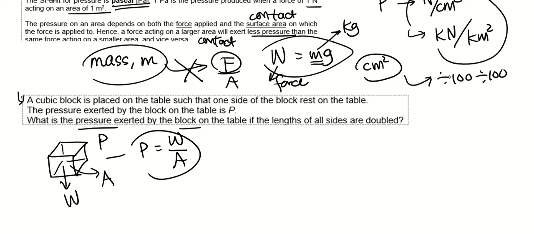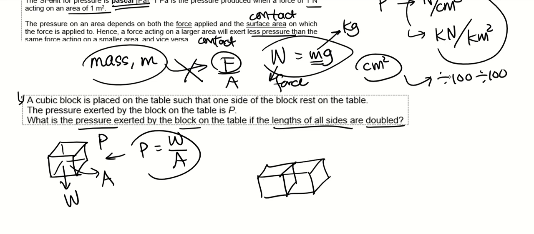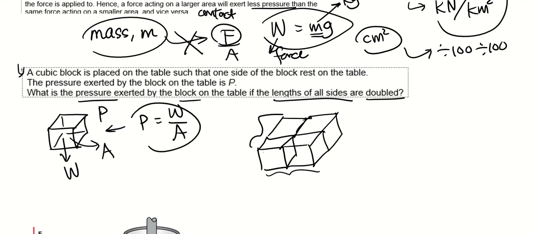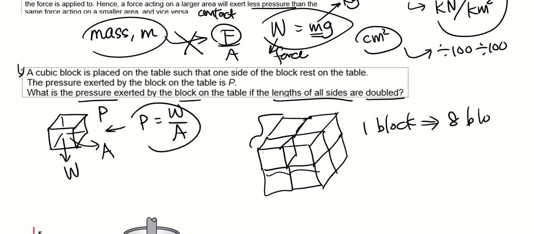So this is for this simple block here. But now the question says, what if the length of all the sides are doubled? That means I'm going to have this block, and I'm going to have one more over here. So I double this length. But take note, I would also need to double the breadth, and the height I would also need to double. So with that, one block will become 8 blocks.